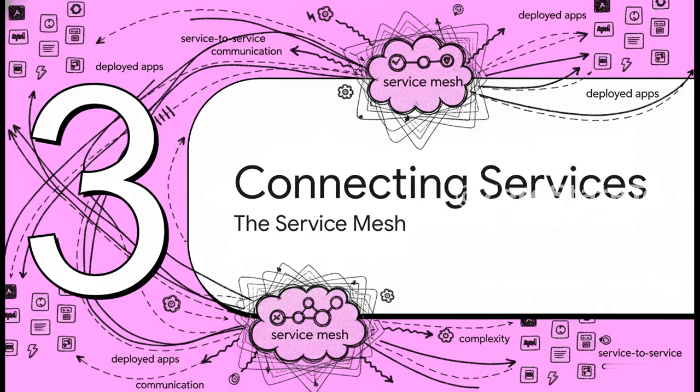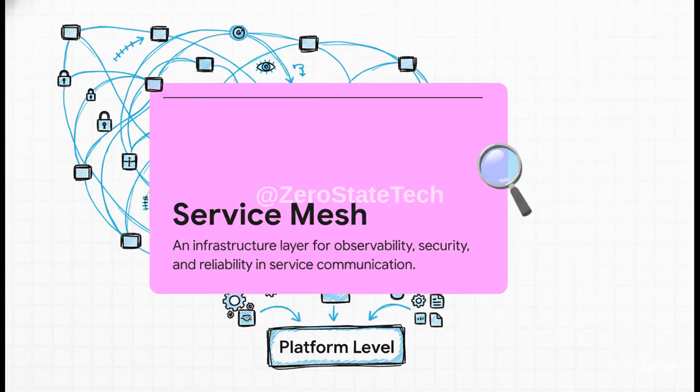All right, next up, our apps are deployed, they're managed with Helm, but now they need to talk to each other. And in today's world of microservices, this service-to-service communication is where a whole new layer of complexity just pops up. And guess what? This is the perfect job for something called a service mesh. So what is a service mesh exactly? Think of it as a dedicated infrastructure layer that handles all the tricky parts of how your services communicate.